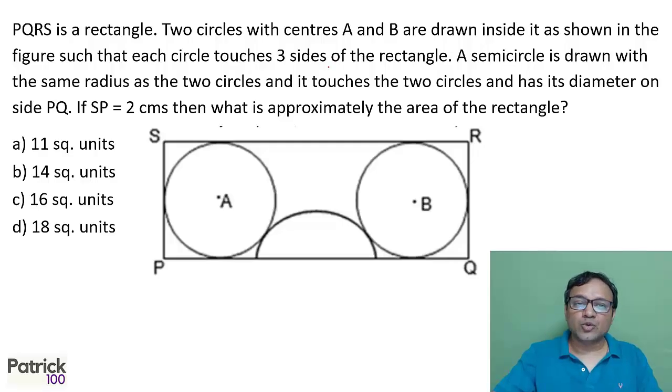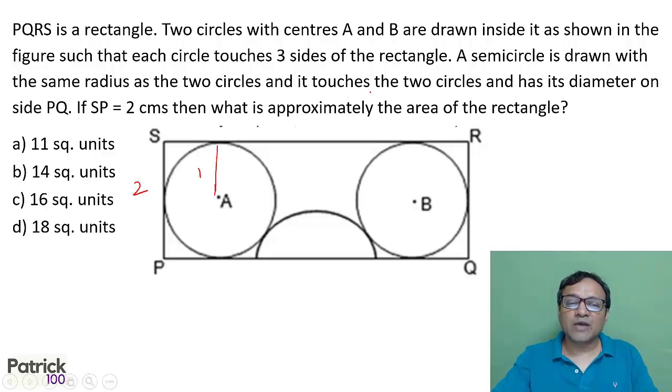PQR is a rectangle. Two circles with centers A and B are drawn inside as shown, which touch the three sides of the rectangle. A semicircle is drawn with the same radius as the two circles and touches the two circles and has its diameter on PQ as shown. SP is 2, which means the radius will be 1. And what will be approximately the area of the rectangle?